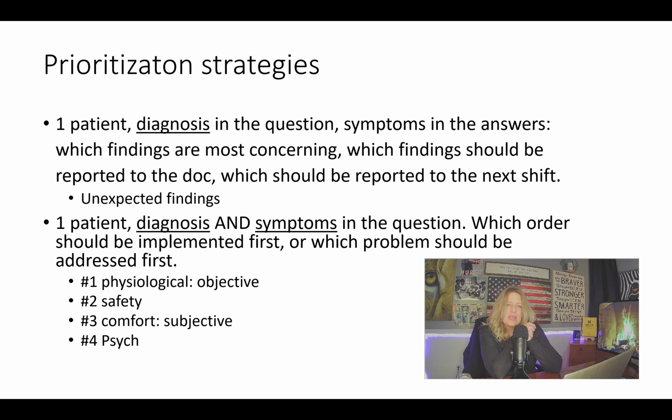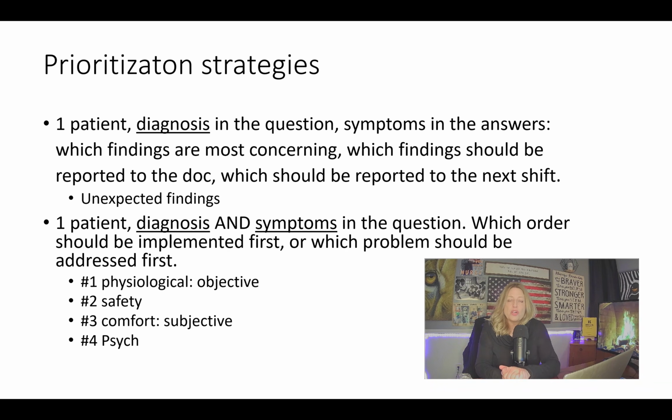The other prioritization strategy is when you also have one patient and you have a diagnosis in the question, but you have more. It's not just a patient and the diagnosis. Now you know all kinds of things about them. You know about their symptoms. So the first one is where you have just the patient and the diagnosis. The second one is you have the patient, the diagnosis, and the symptoms. And then they say which order would you implement first, or it may say which problem will you address first.